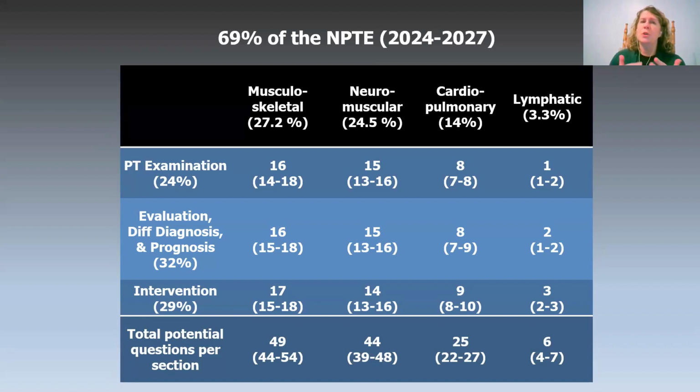Okay. So your study plan should reflect the content outline. About 28% of your study plan should be musculoskeletal. About 3% of your study plan should be lymphatics. Okay.